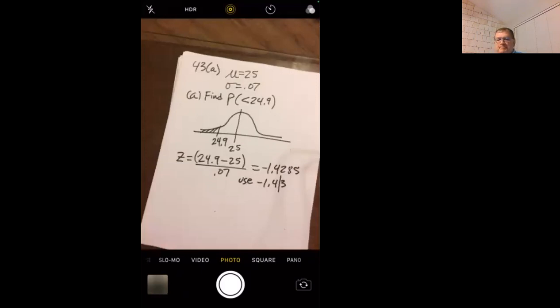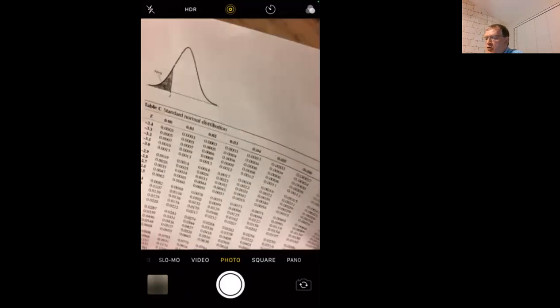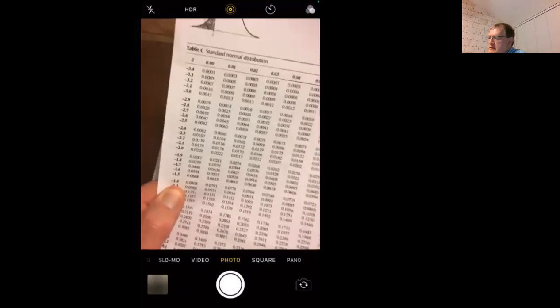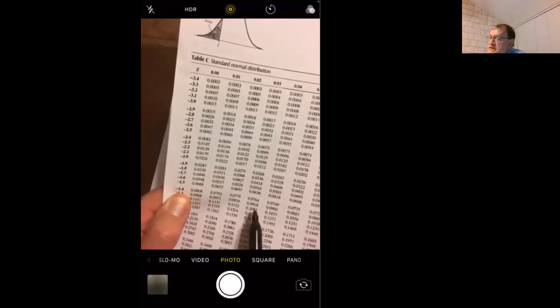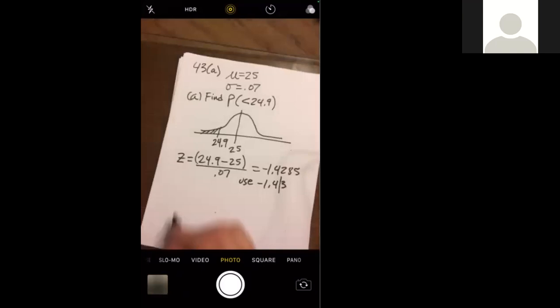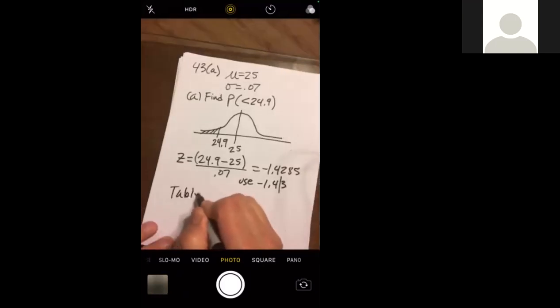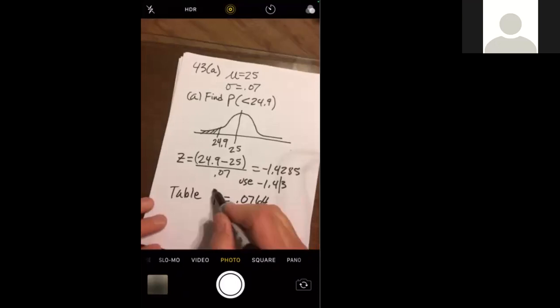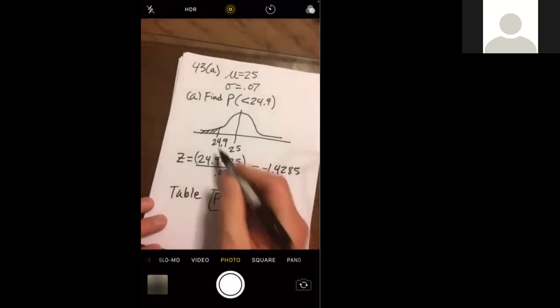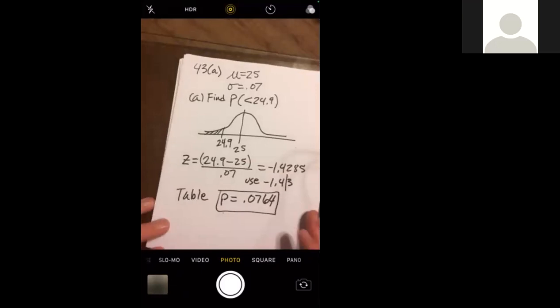Split that off. Negative 1.4 to the 03, which is 0.0764. Table: proportion is equal to 0.0764. And just a straight lookup. 7% will be less than 24.9.